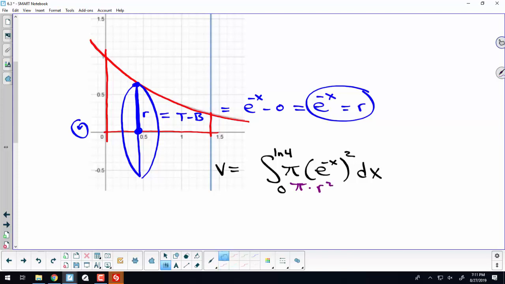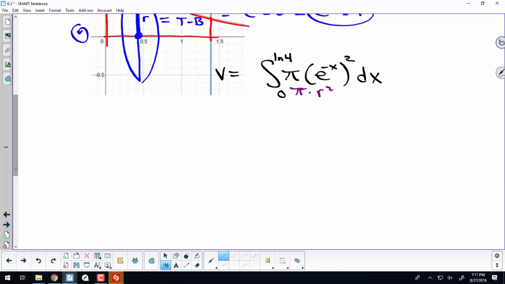Okay, what's the antiderivative of e to the negative x? Negative e to the negative x. Yeah, I'm going to pull out the constant. The antiderivative of e to the negative x is negative e to the negative x. Sorry, we got a little too antsy here. You're right, the integral of e to the negative x is negative e to the negative x, but I have to square this. So we square e to the negative x. Sorry about that. We need to integrate e to the negative 2x.